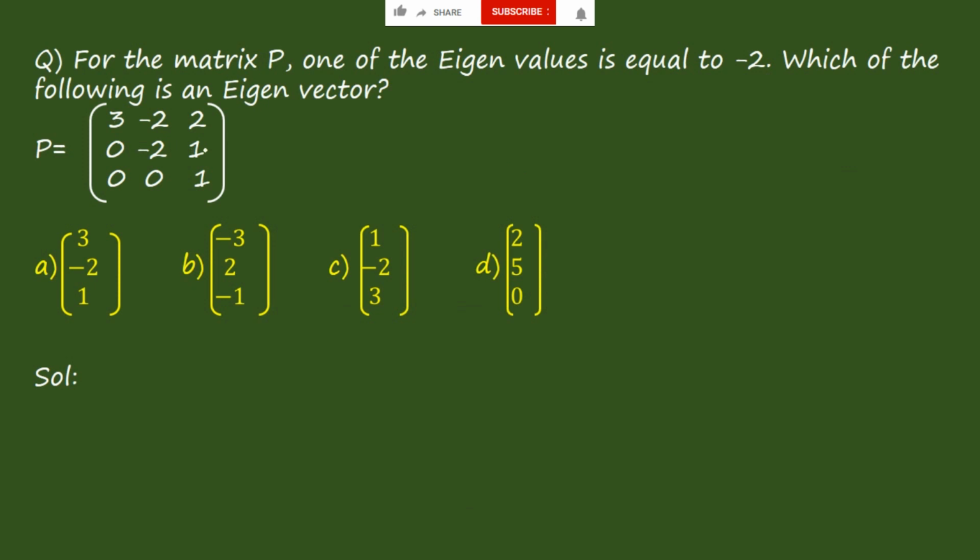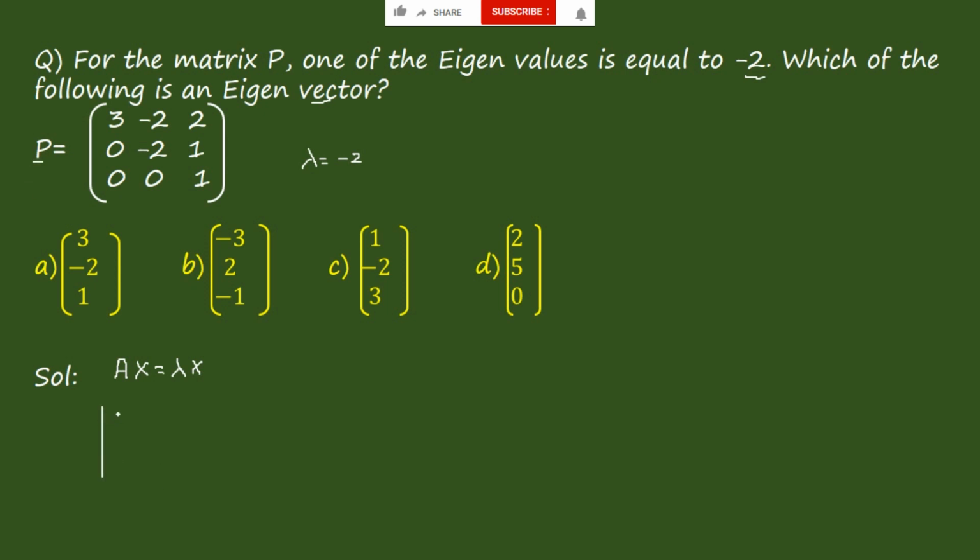Now come to the next question. The question is, for matrix B, one of the eigenvalues is minus 2. Right? Then which of the following is an eigenvector? Now you have to find, for eigenvalue minus 2, which of the following would be an eigenvector, right? So they give the eigenvalue as minus 2, right? Now the general thing that we know is A X is equal to lambda times X. The A value is the P value. So just substitute it.